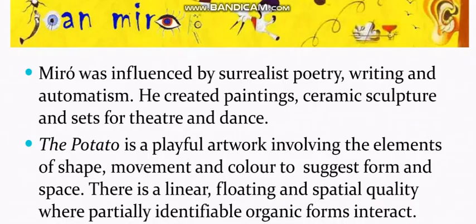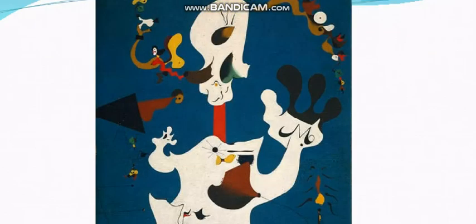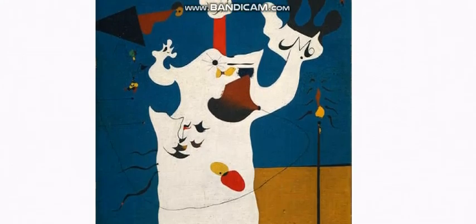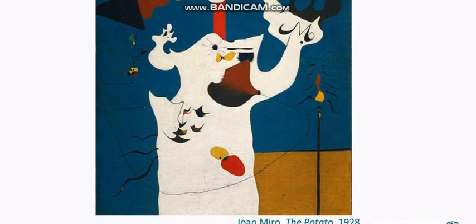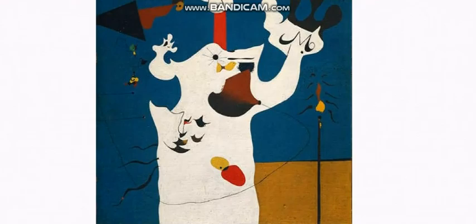Another one is Joan Miro. He was influenced by surrealist poetry, writing, and automatism. He created paintings, ceramic sculpture, and sets for theater and dance. The Potato is a playful artwork involving the elements of shape, movement, and color to suggest form and space, and there is a linear floating and spatial quality where partially identifiable organic forms interact. This is a painting by Joan Miro, The Potato, in 1928.